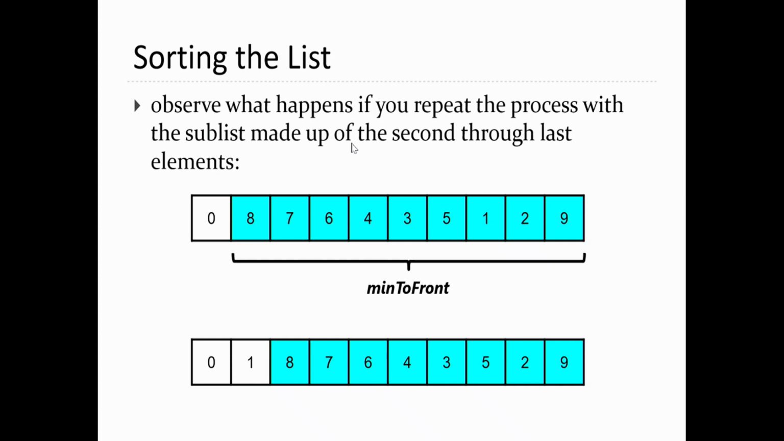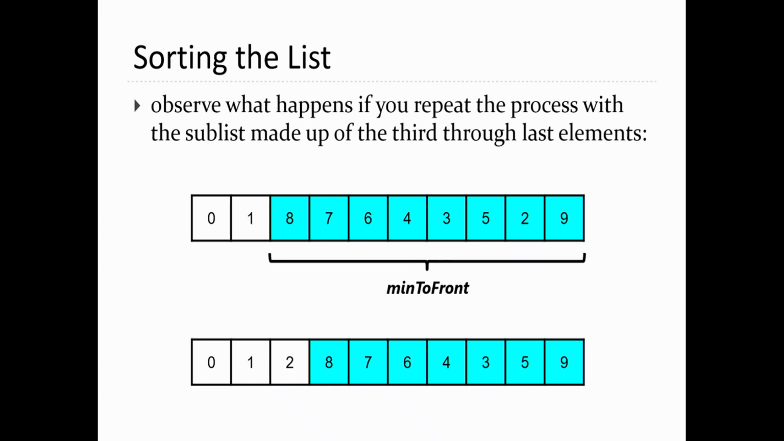Now, suppose you've got this min to front method. So I've applied min to front to the whole list. So the 0's now at the front, the 8's now in the second spot. What happens if I call min to front on the sublist? So in other words, what happens if I call min to front on the rest of the list? Well, that's going to move the 1 to the front of the sublist. And now notice that the second smallest element is in the second location in the list.